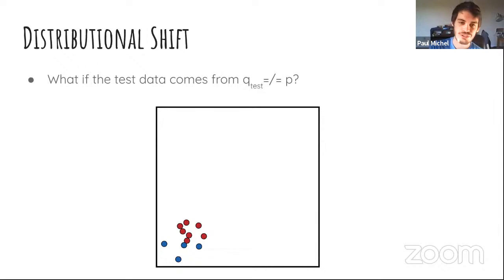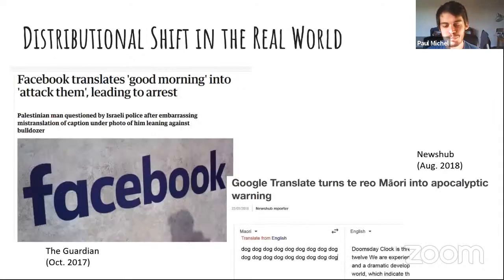And it's not just points in a binary classification on a 2D plane. It also happens in the real world. These are two examples I've been using over the years. They might be a bit outdated now, but I think they get the point across. They are examples from Facebook and Google translation systems that fail in a real world setting when confronted with data that is not from the training distribution.